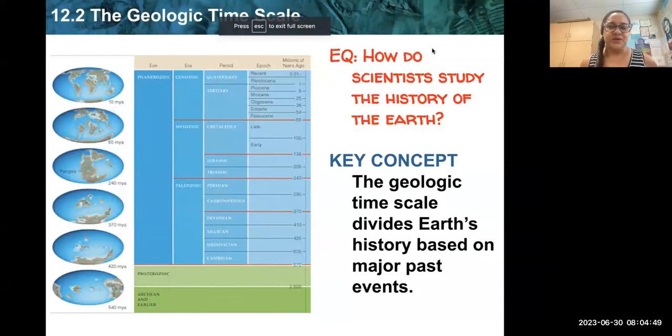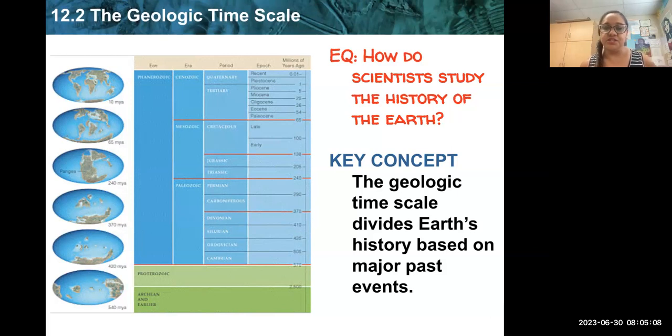Hi, everyone. We are going to do 12.2 and 12.5 together because they are both very short and they are related. So we will get started. So 12.2 is just introducing the geologic timescale. Essential question: how do the scientists separate or study the history of the Earth?